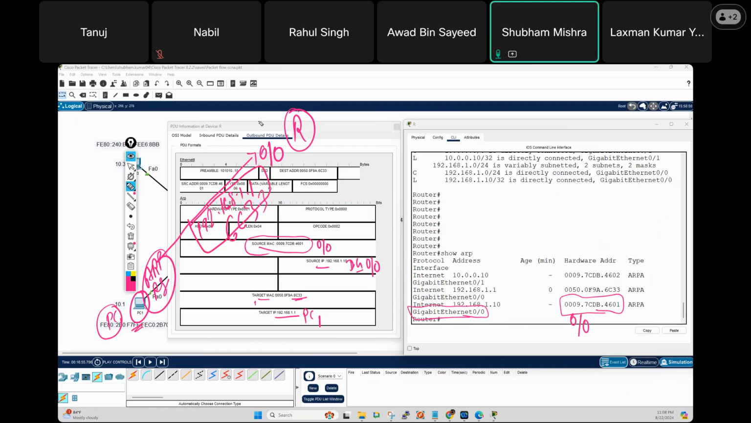What will the router do? The router opens this ARP packet, learns this, and makes an entry in which table? ARP. See, in the ARP table you are able to see the IP address is 192.168.1.1 and the MAC address is C633. It means the router learned the source address. Yes or no? Everyone tell me. Clear?